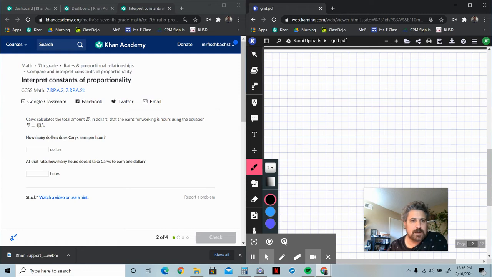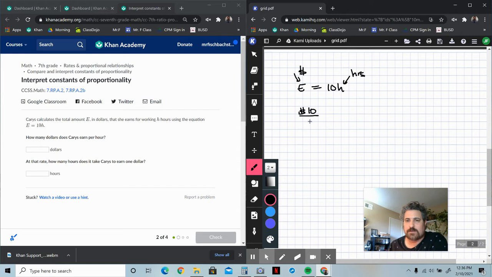It says Carrie calculates the total amount E in dollars that she earns for working H hours using the equation E equals 10H. So her equation is E, the amount of money she earns, is equal to 10 times H, and H is the amount of hours that she works. The 10 is actually going to be your rate, which is going to be dollars over hours, because if she works 1 hour, she earns $10. If she works 2 hours, she earns $20, and so on and so forth. So basically, she's earning $10 for every 1 hour. That's what that 10 means. The unit rate, $10 per hour.